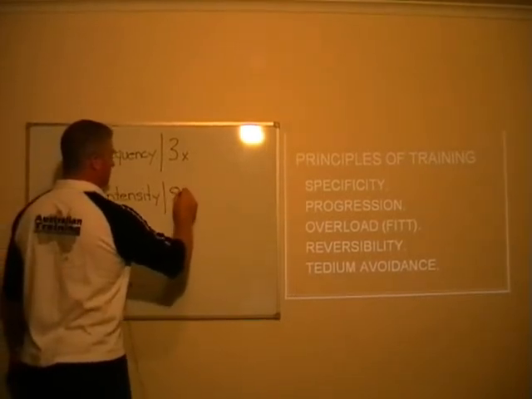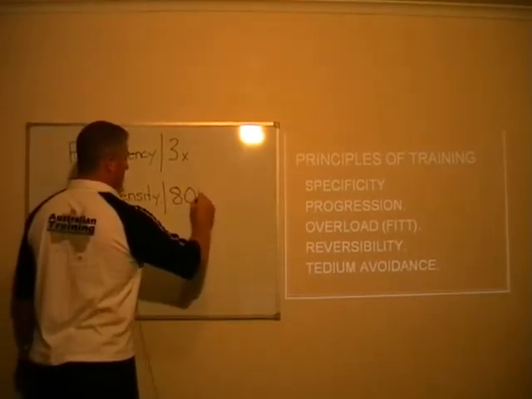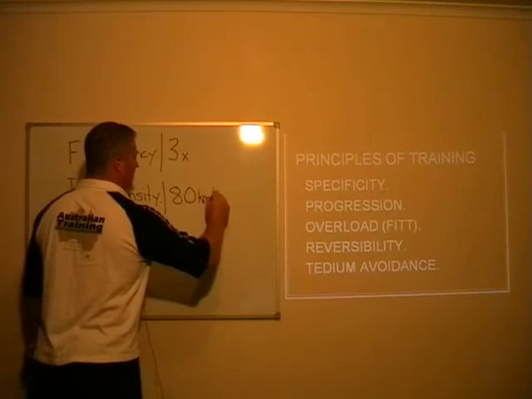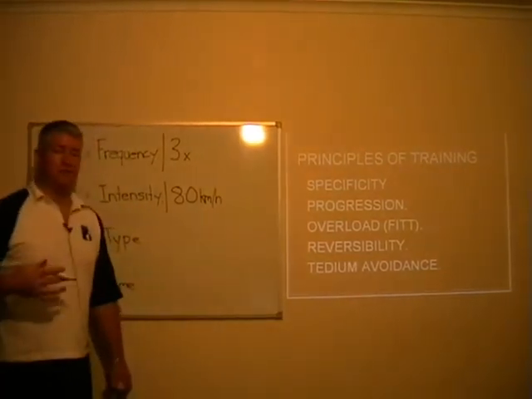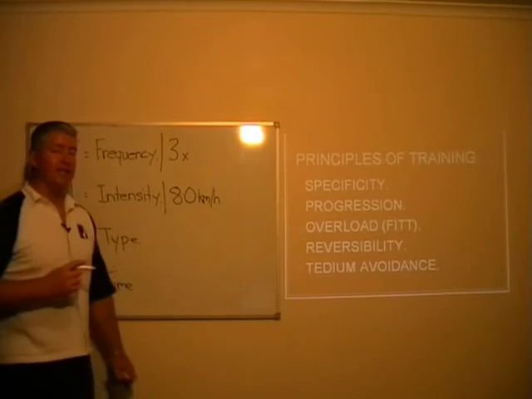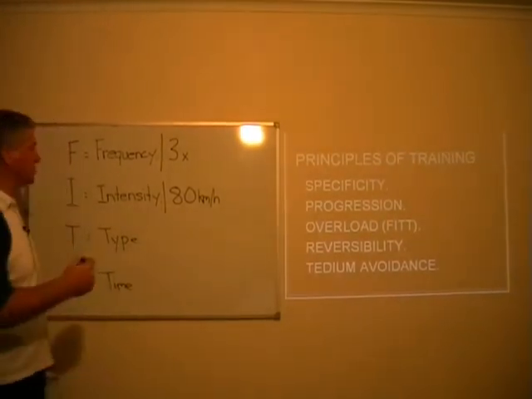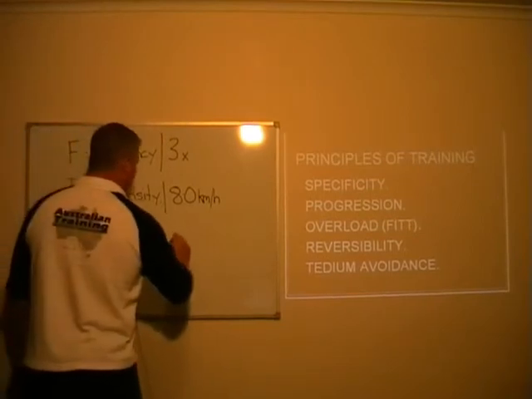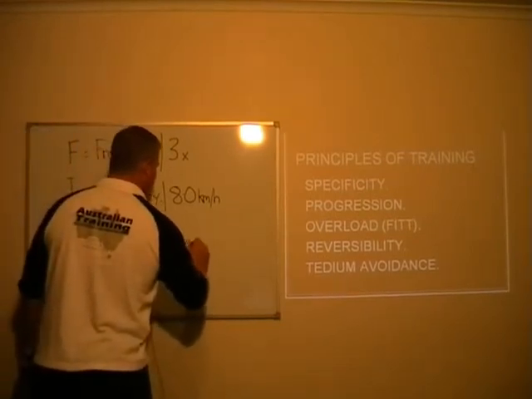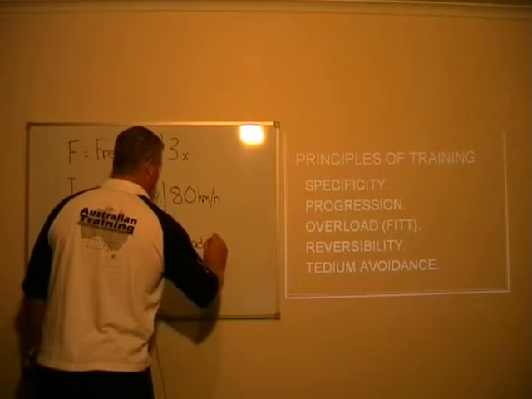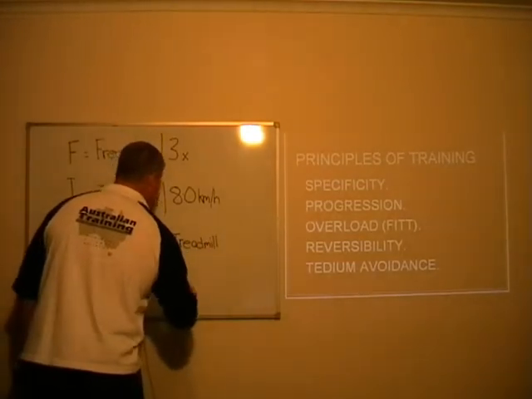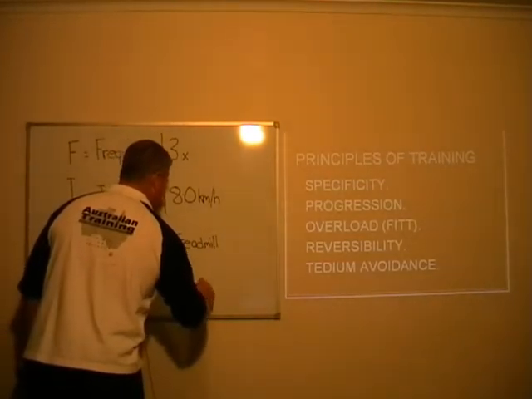Intensity, we'll have our client working, that is jogging or walking, at around about 8 kilometres per hour. That's the intensity of the session, or how hard the person is working. Type is treadmill. And as mentioned, the person will be exercising for 20 minutes.